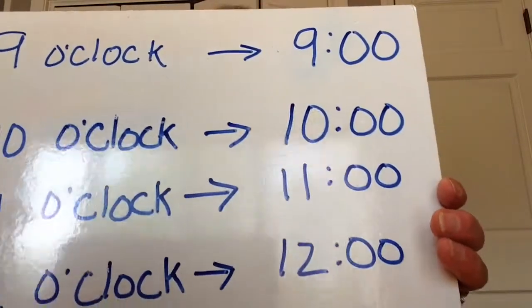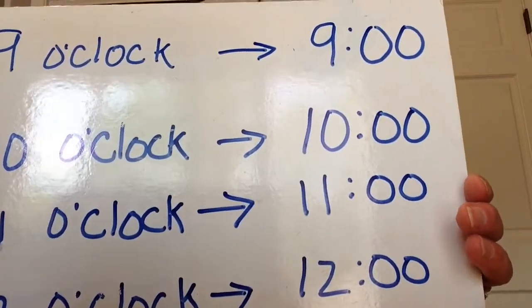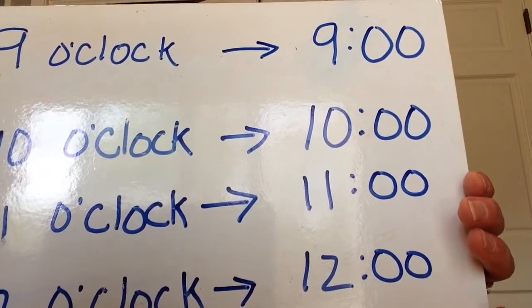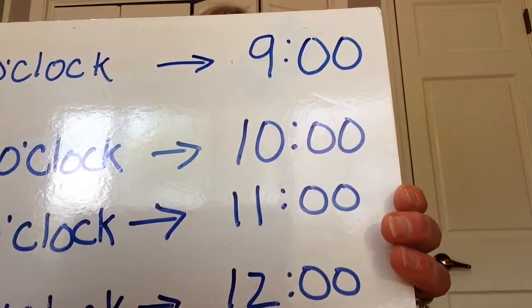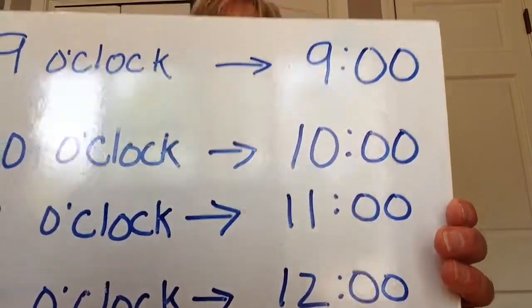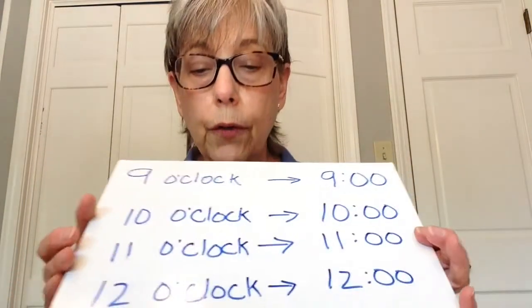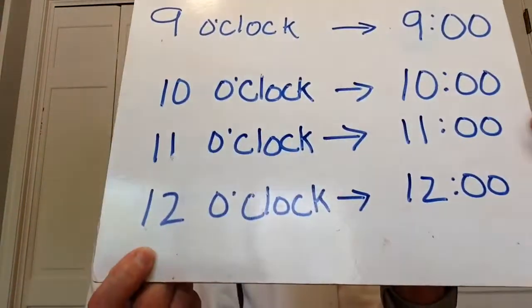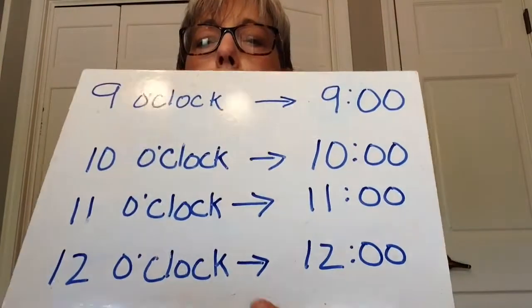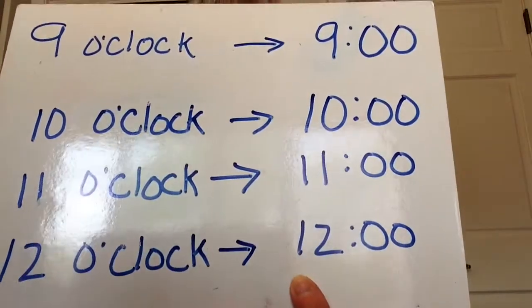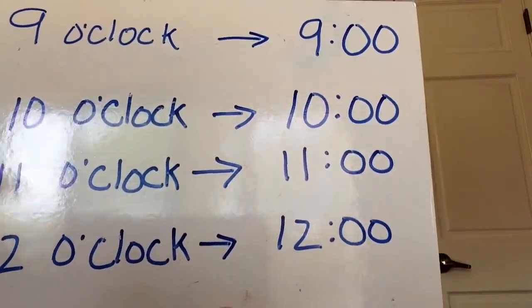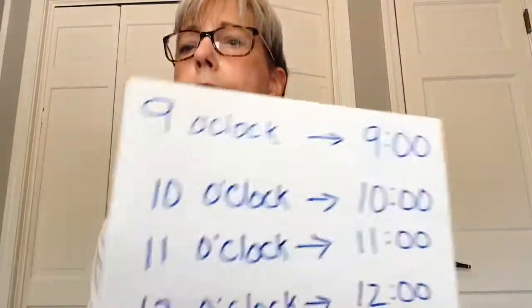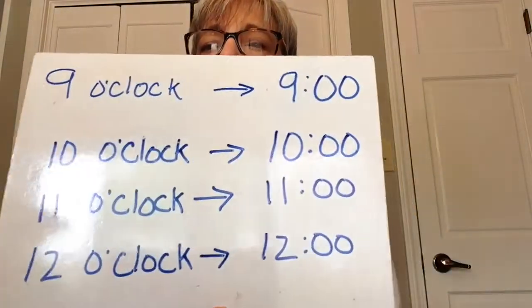So what's the next one I've written? That's right, I've written 11 o'clock. 11 o'clock with the word o'clock, and then 11, the semicolon, and the 0, 0s, and that says 11 o'clock too. So the last one I wrote on my board says 12 o'clock, and then over here it says, right, 12 o'clock, 12 o'clock.